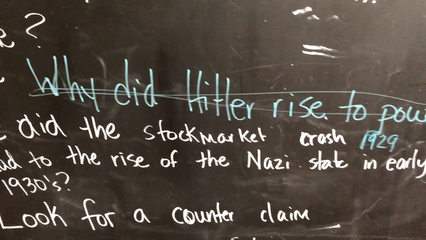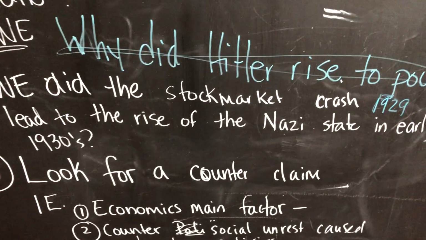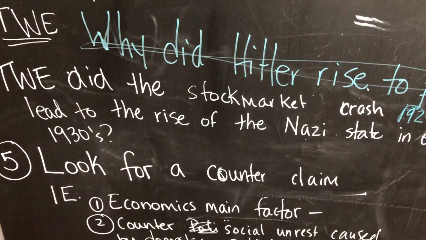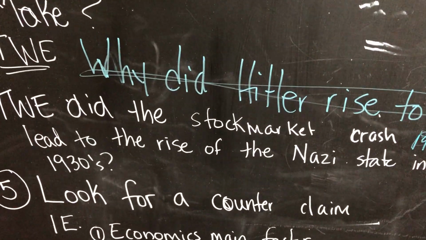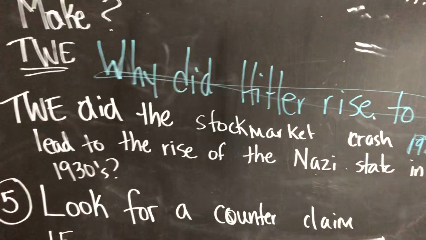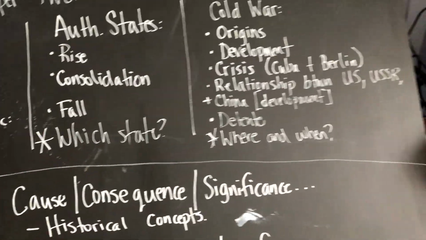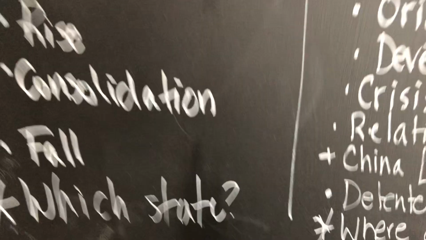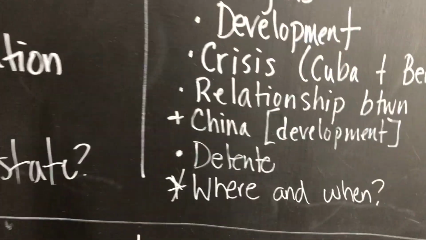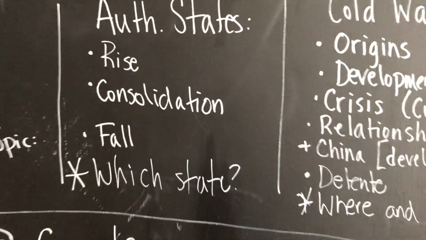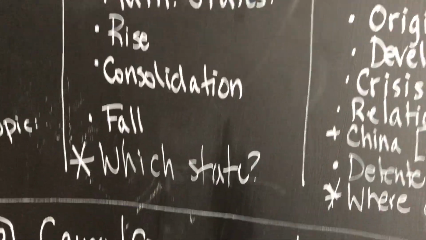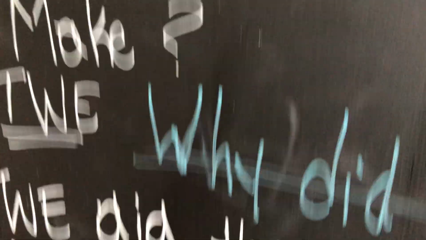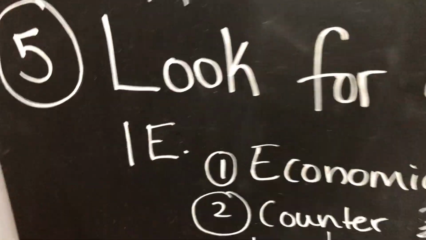Okay. Did the stock market crash in 1929 lead to the rise of the Nazi state in the early 1930s? Just a quick note, our new curriculum is focused on the authoritarian states. It is not focused on the leaders. So you can actually take a leader as a factor.